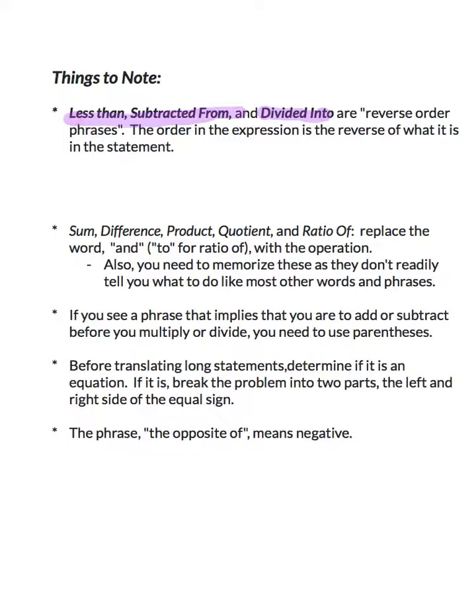Other things to note, we have sum, difference, product, quotient, and ratio of. These ones are pretty easy. When you see these phrases inside your statements, you're going to replace the word and, or if it is ratio of, the word to, with the operation. As I mentioned, you also need to memorize these as they don't readily tell you what to do like most of the other words or phrases.